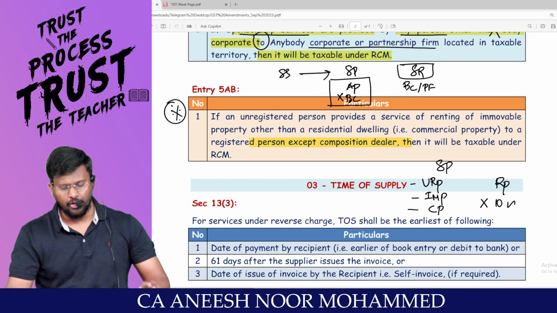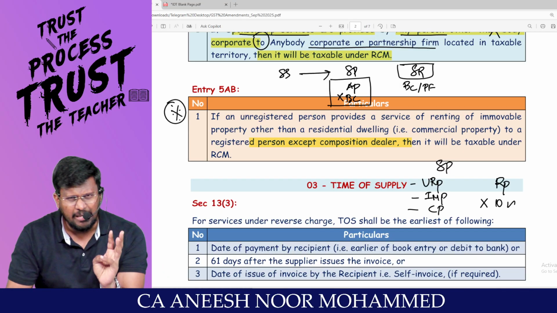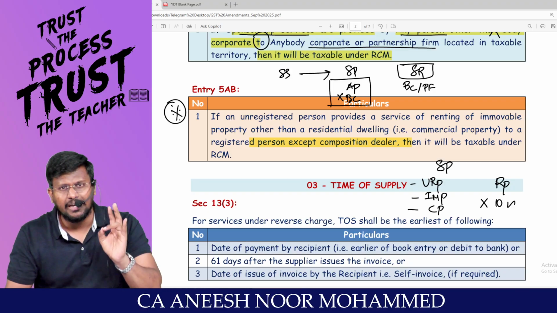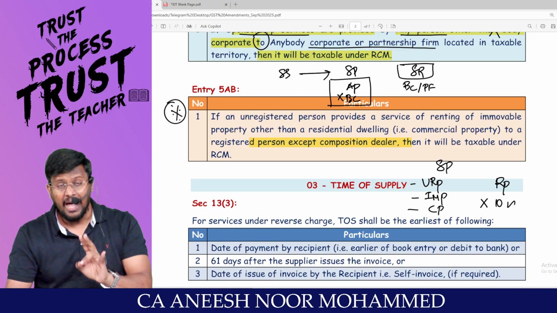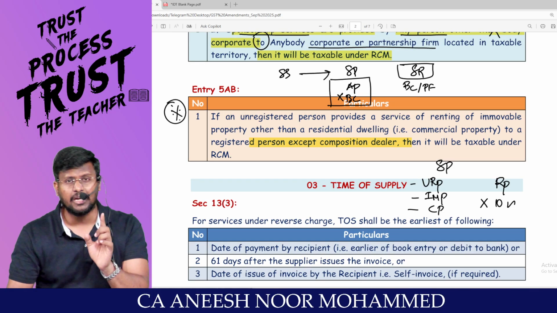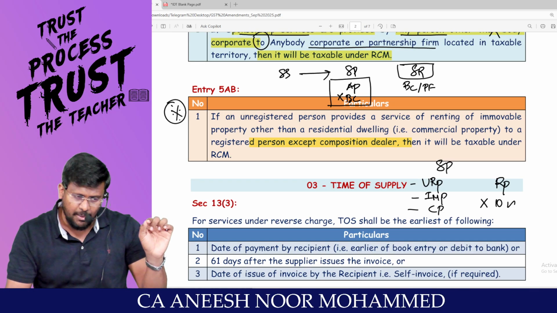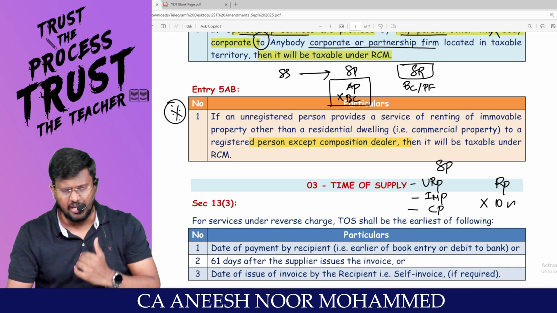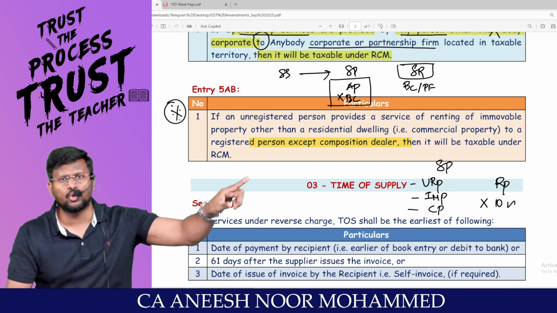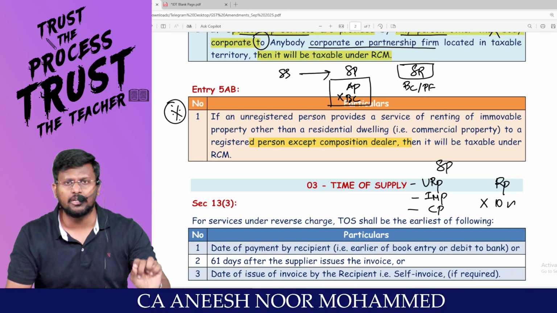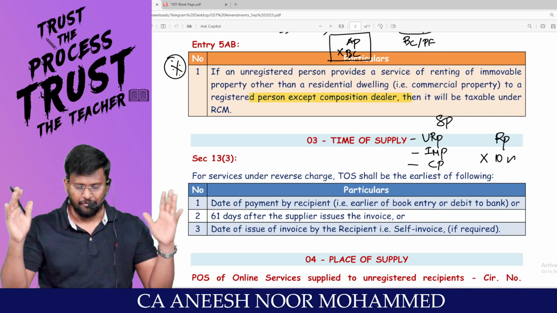Fine. Entry 5AB: the service provider is an unregistered person, weak. The service is renting of immovable property, and the property is not residential property, it is commercial property. And if the service recipient is a registered person, RCM applies, as we studied. But the recipient should not be under the composition scheme; the recipient should be other than composition scheme. That's it. Fantastic to the core.